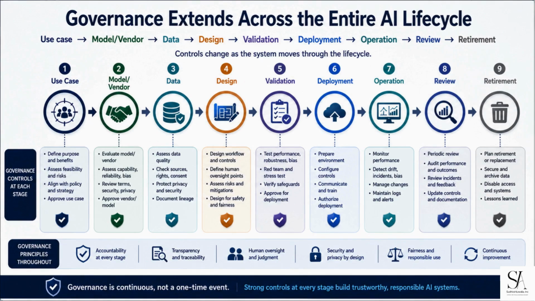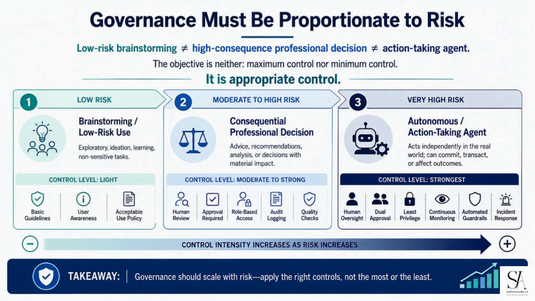Eventually, systems may also need to be retired or replaced. Data retention obligations, archived records, transition planning, and updated inventories may all be necessary. Governance continues even when an AI application is no longer being actively developed. The intensity of these controls should remain proportionate to risk.